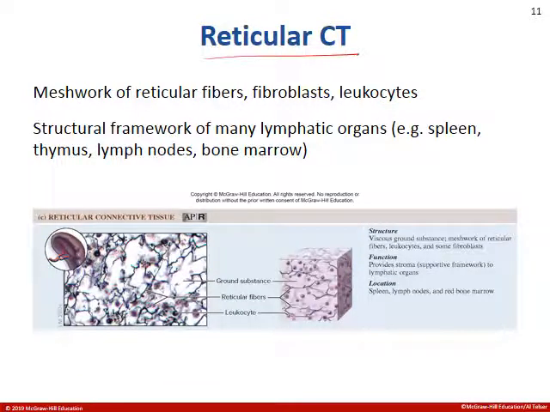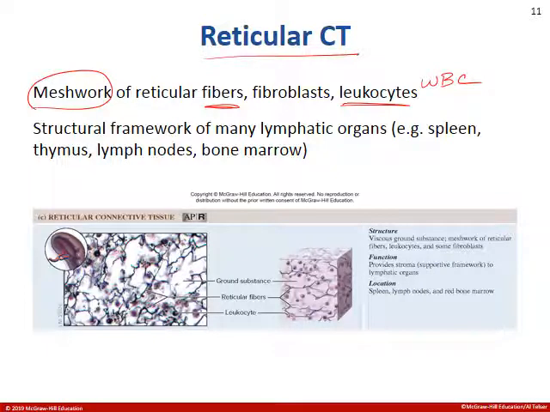Reticular connective tissue is this meshwork of a bunch of different fibers. So reticular fibers, leukocytes, you might know them as white blood cells. So basically, reticular connective tissue is going to make up the framework for lymphatic organs like the spleen, the lymph nodes, the thymus, bone marrow, and then it's going to provide a location for immune cells like leukocytes to wander or bind to, kind of wait out for some pathogen to cross its path, and then it can pounce on it.